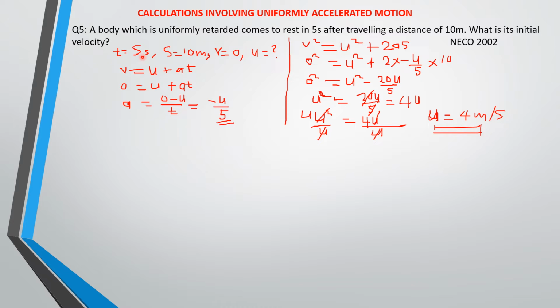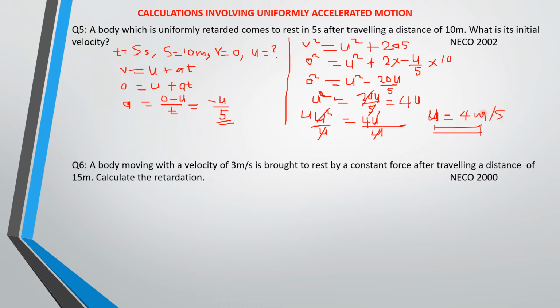So if you look at this problem and see how we went about solving it, you know the equation to use to get your retardation. From there, you know the equation to use to get your initial velocity. I hope this is a little bit simple, and when you see any problems like this, you should be able to solve them. Alright, so we're going to solve another problem too, to still drive home the point of using the equations of motion.